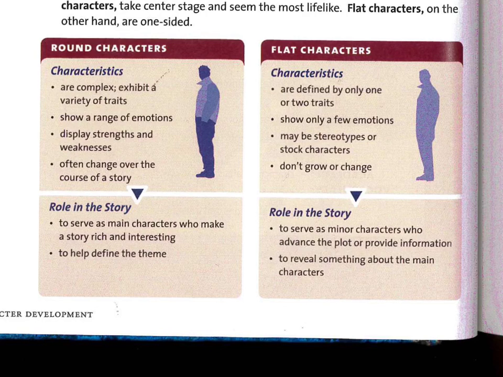So we talk about round characters and flat characters. We also talk about dynamic characters and static characters. So there's different ways to talk about characters and characterization. Let's look at these two. A round character. Like if we say, you are a well-rounded person. We mean what? You have some sports that you do, some music that you play an instrument, you speak a couple of languages, perhaps you've traveled to different places. You're well-rounded. You have many qualities to you.